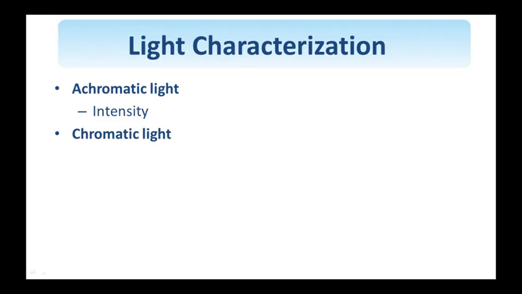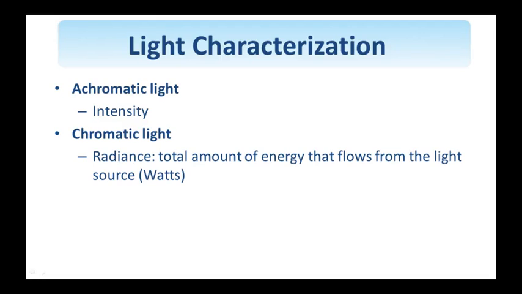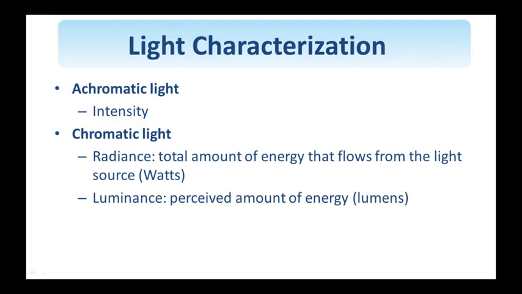Light can be characterized as achromatic, without color, in which case the only attribute of achromatic light is intensity, or the amount of light. Or it can be characterized as chromatic, with color. In this case, the characteristics are the radiance, which is the total amount of energy that flows from the light source, and it's measured in watts. It's also characterized by luminance, which is the perceived amount of energy, and the unit is lumens.